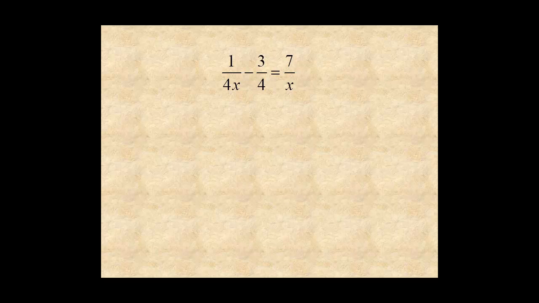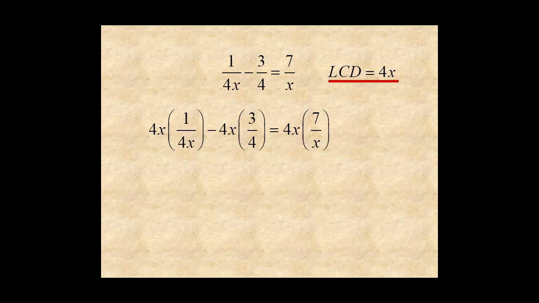Here's an example of a rational equation that has more than two terms and is not a proportion. Simplify by multiplying each term by the lowest common denominator of each term, which is 4x. In the first term, the factors of 4x cancel, leaving 1. In the second term, the factors of 4 cancel, leaving x times 3 is 3x. In the third term, the factors of x cancel, leaving 4 times 7 is 28.